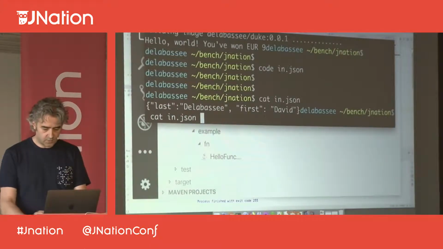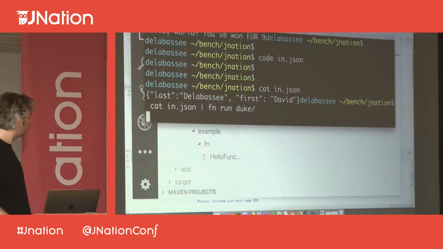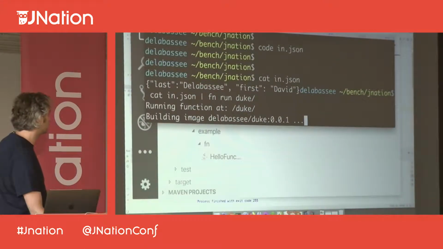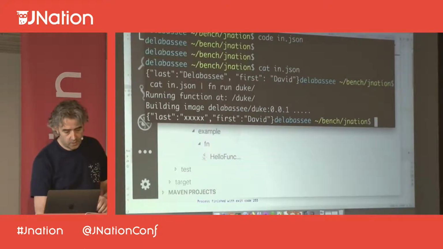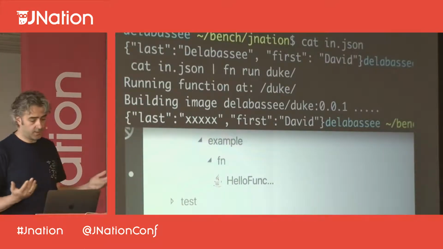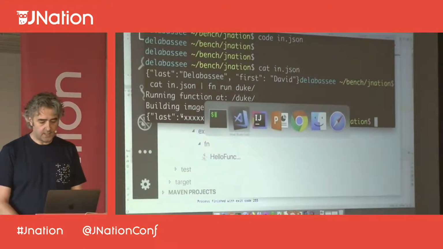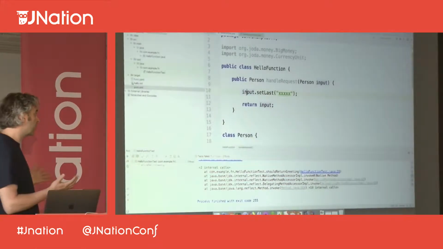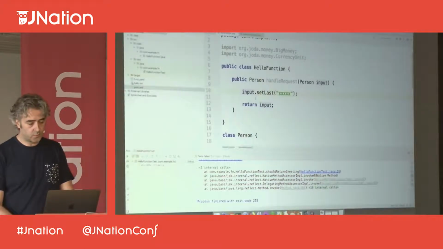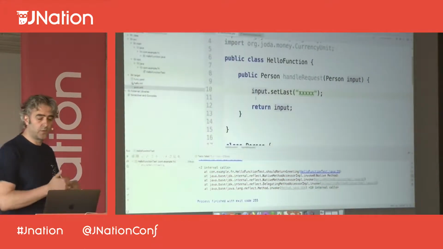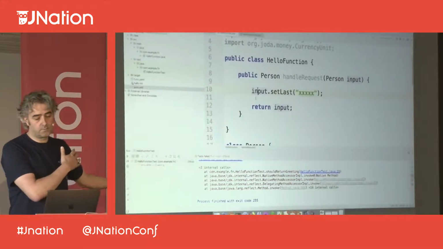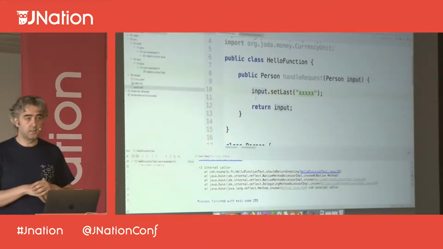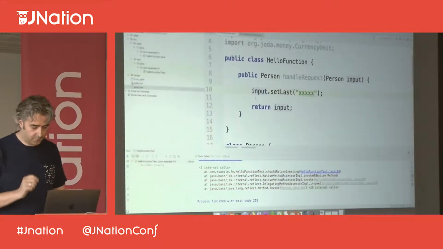So to do that, I just cat my payload and then fn run and my function. And you see that we have the output, which is a JSON output. So the last name has been hidden, and the first name is still the same. But you see that on the Java side, the only thing I had to do is to keep working with pure Java code. I didn't have to bother with the JSON binding, because this is something that is provided by the FDK. And obviously, the JSON binding, so binding a JSON document to a Java object, has a default behavior, but we have the ability to override that behavior.